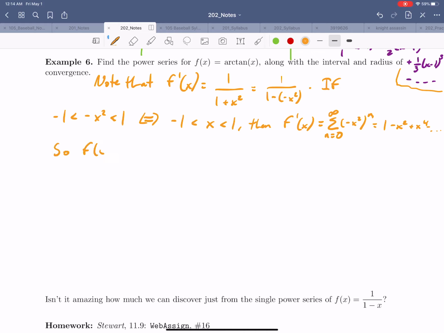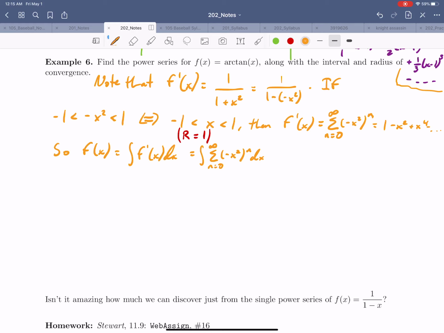So f of x, we know, is the integral of f prime of x dx, which, of course, is the integral of the sum from 0 to infinity of negative x squared to the n dx. By the way, I should point out right here that the radius of convergence is 1 as well. Right? Just to answer the question.